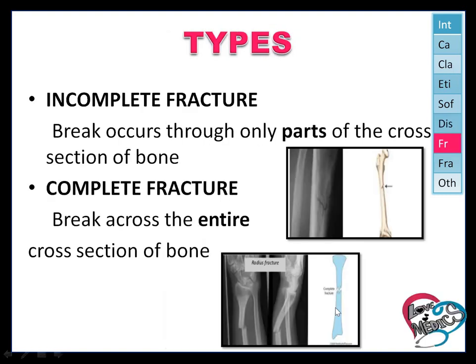Now, based on the fragment, complete fracture and incomplete fracture. Complete fracture means the break goes across the entire cross section of the bone. So it is called a complete fracture. The complete fracture is present here. And incomplete fracture: the fracture is not complete. Only part of the bone is broken, so the break goes across only part of the cross section of the bone.